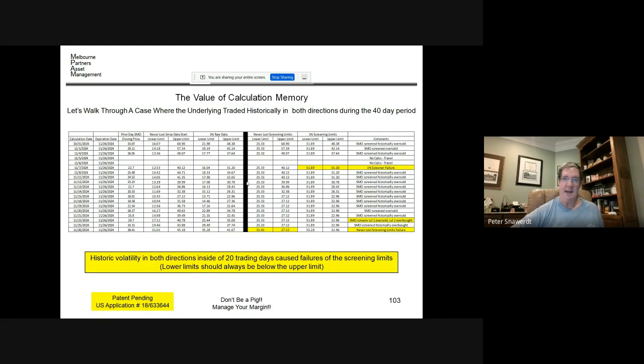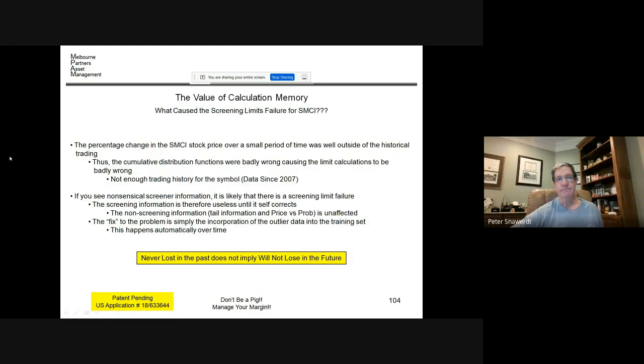I've seen this on ASTS. It's only, I think, maybe 6 years a public company. Sometimes we see this on things that have traded a little bit longer. SMCI, this was before it had its fraud issues and things like that, when it was just going to the moon. And this is kind of the explanation for why. And here's the big takeaway. Never lost does not imply will not lose in the future. Just because it hasn't lost in the past doesn't mean it won't lose in the future.